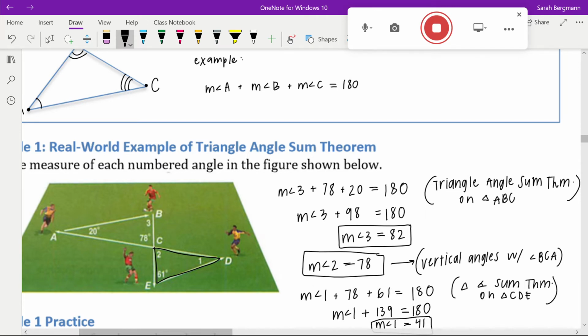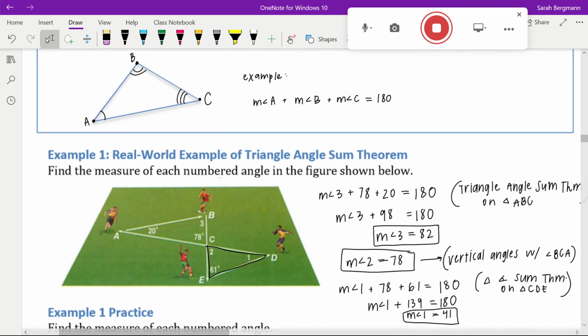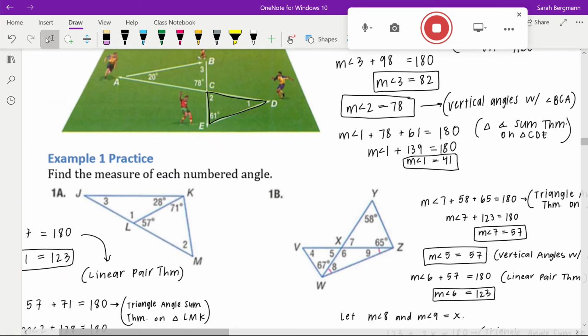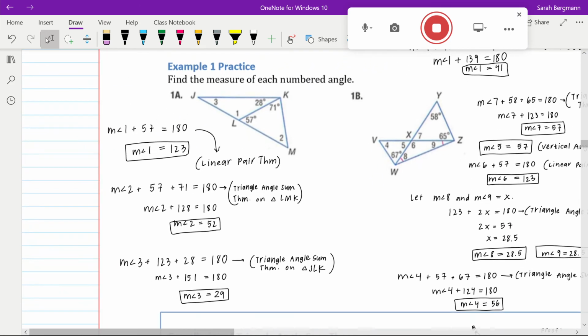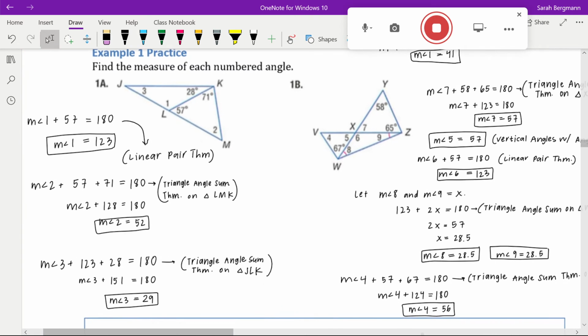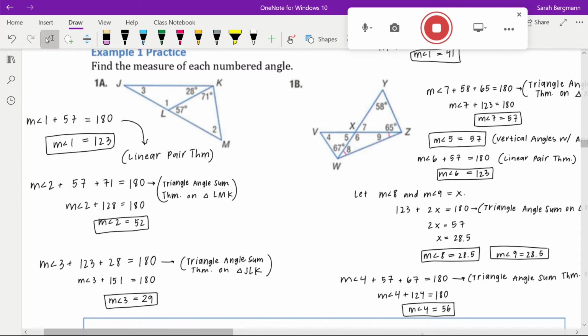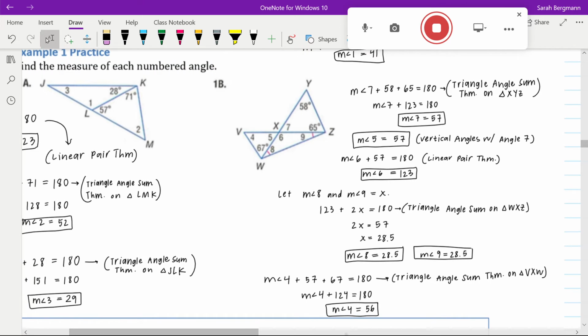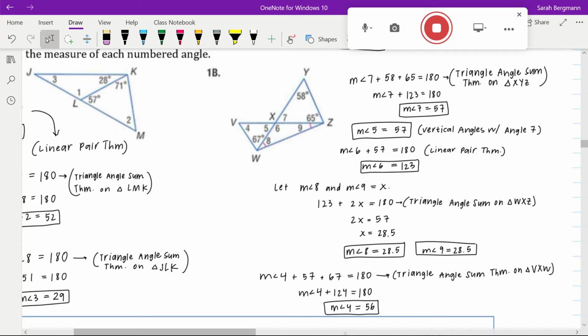Please pause the video and try the two practice problems below. Here are the answers for part A. There are other ways to do this problem. This is just one way, but no matter how you try to solve it, you should get the same answers. Similar for part B, there are many methods to solving, but no matter which method you choose, you should get all the same answers for your angle measures.